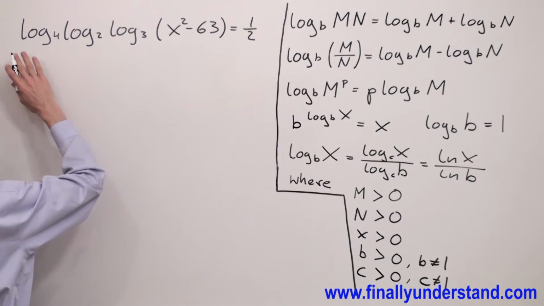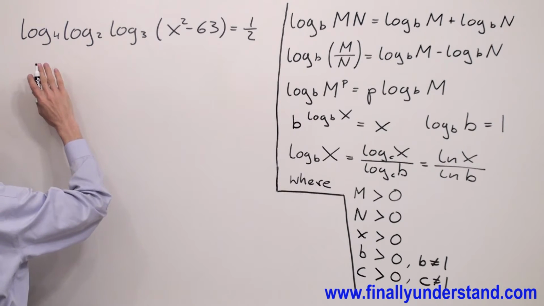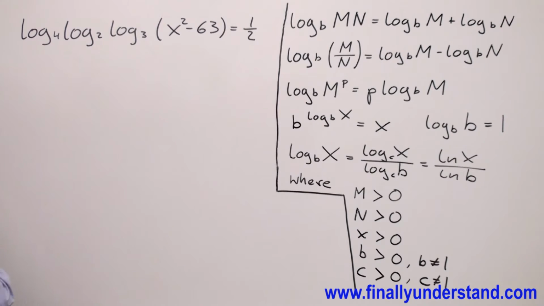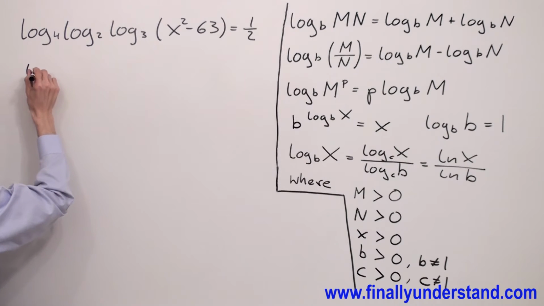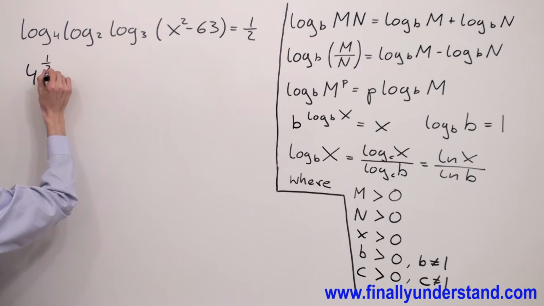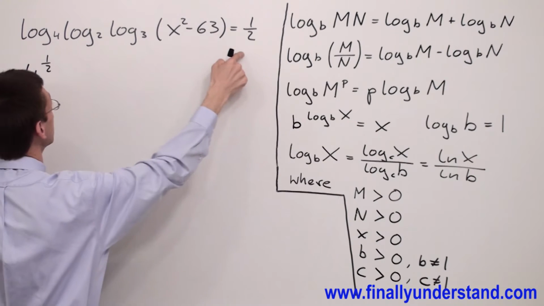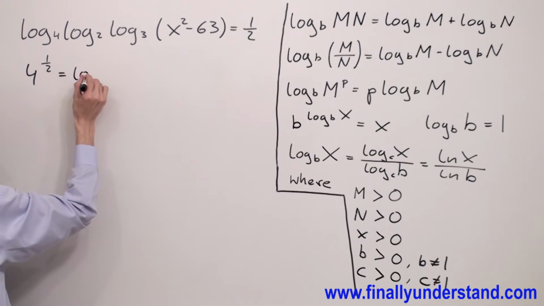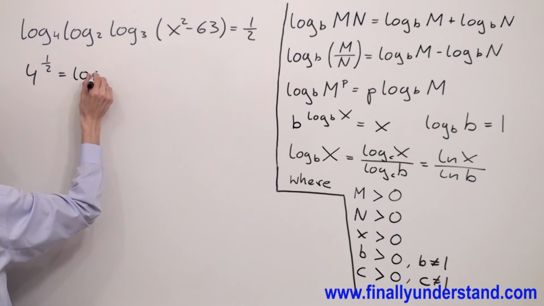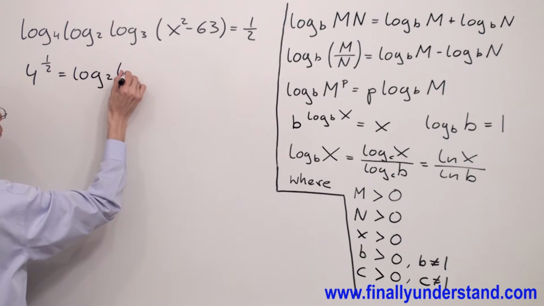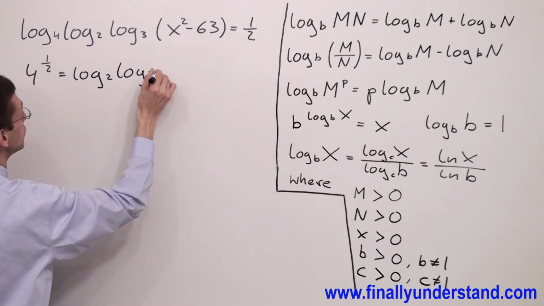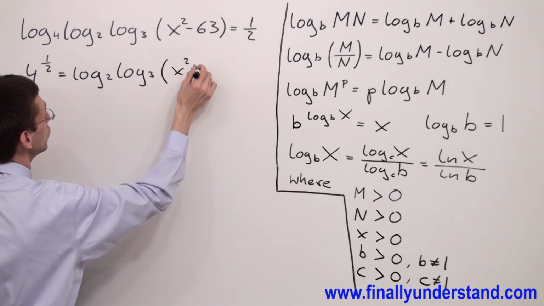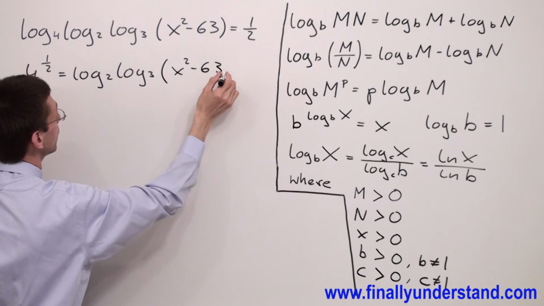We're supposed to convert the logarithmic form for the first log to the exponential. Simply write 4 to the power 1/2, this base to this exponent, is equal to the domain of this logarithm, log base 2 log base 3, and I have x squared minus 63.